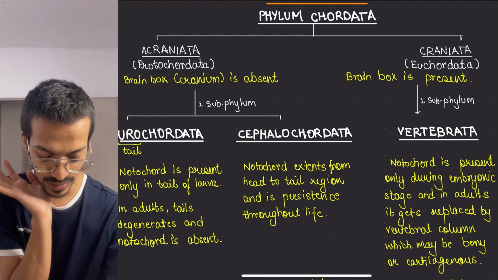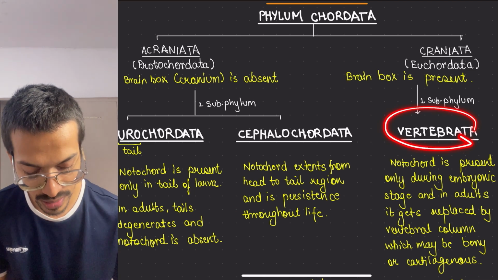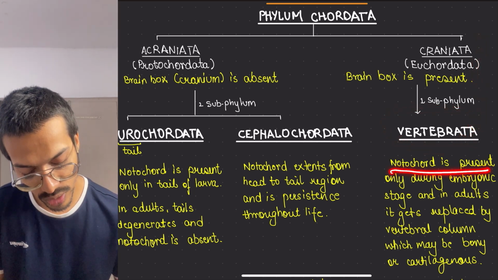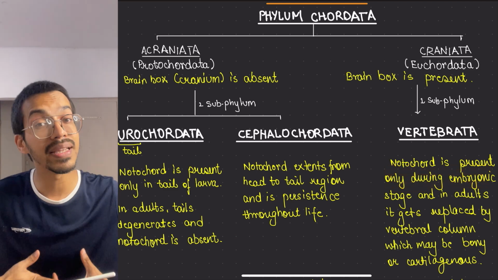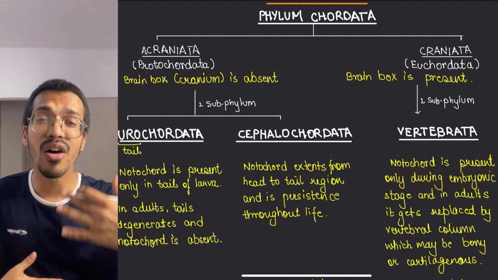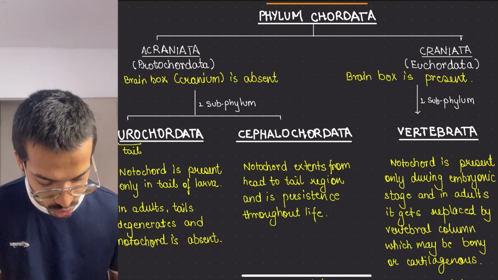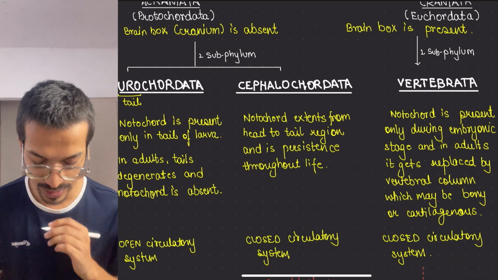Very important point. Then come the vertebrates, which are the craniata, with the brain box present. Their notochord is present during the embryonic stage, meaning in the mother's womb. But after that, what happens? It gets replaced by cartilaginous or bony structures.